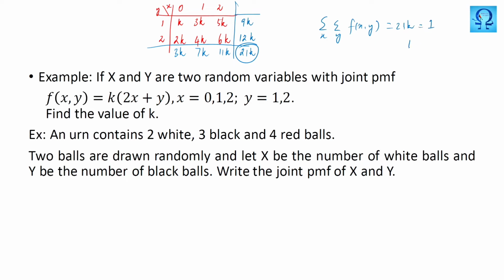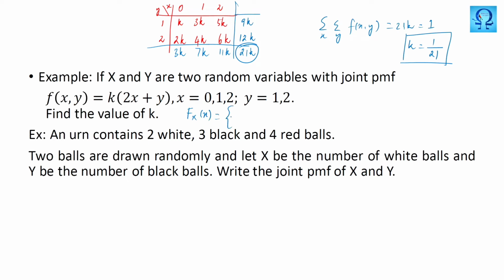That is the total probability. Therefore k should be equal to 1 upon 21. So we have found the value of k. Now, which is not asked in this question, but still let us try to find out the density function.